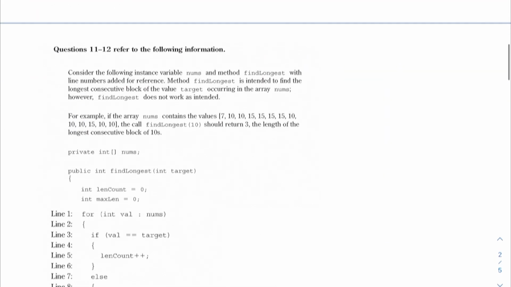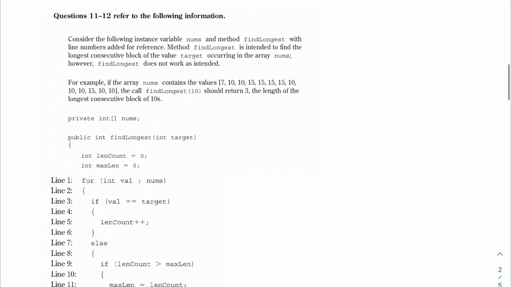Moving on to the next problem, so questions 11 and 12 refer to the following information. It says, consider the following instance variable nums and the method findLongest with line numbers added for reference. This method is intended to find the longest consecutive block of the value target occurring in the array nums. However, findLongest does not work as intended. It sounds like my code, am I right? For example, if the array nums contains these values, the call findLongest(10) should return 3, the length of the longest consecutive block of 10s.